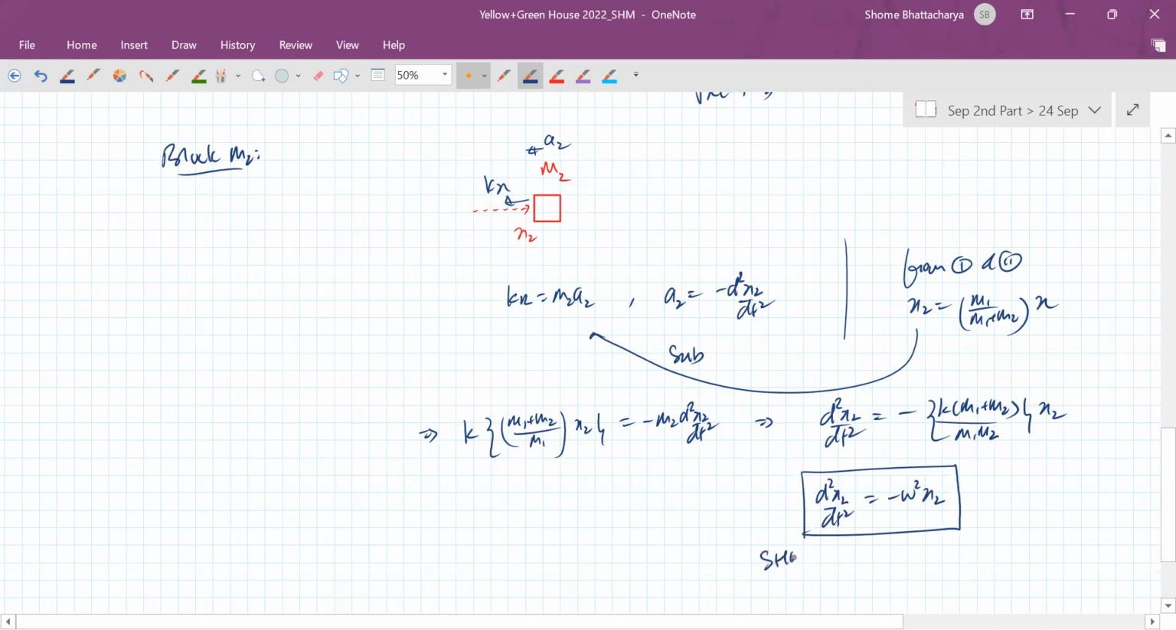So this is SHM with omega equal to square root of k into this kind of term. So time period the same. Okay.